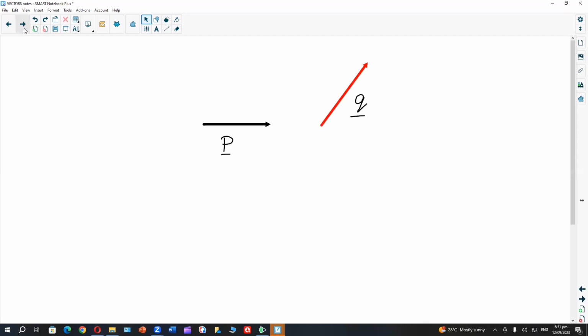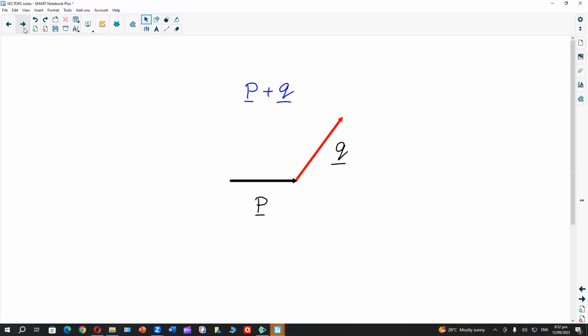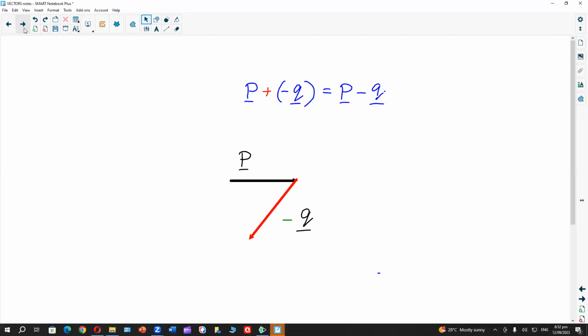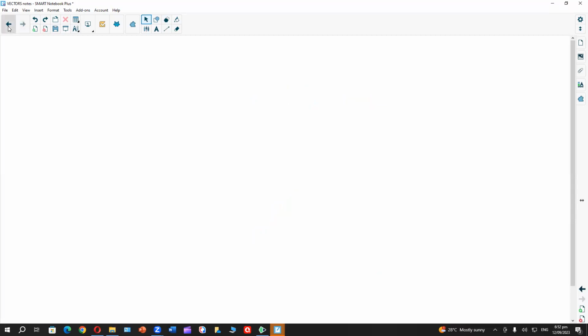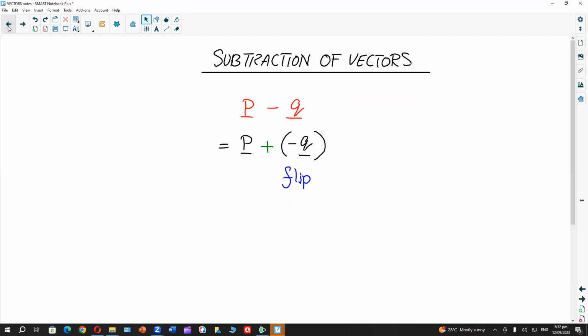For example, these are the two vectors, black and red. If I join them head to tail, they are added. But if I join one of them after flipping, then it is a subtraction of two vectors. This is a grid level question. Such questions come on a grid. You have to now copy this screen.